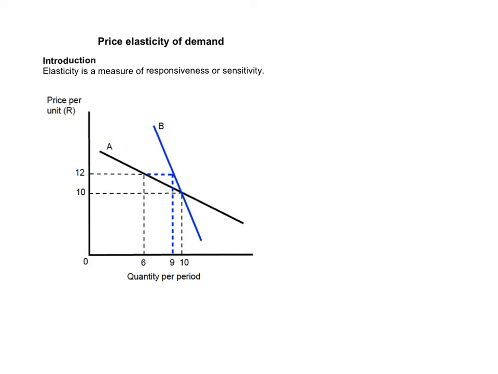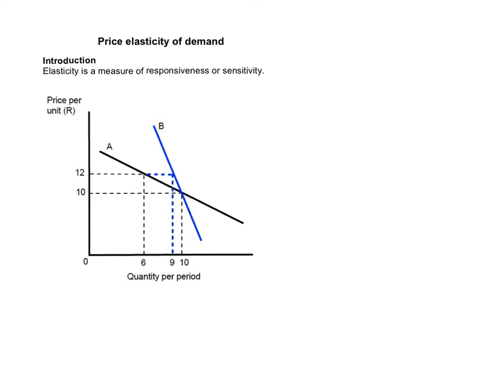Elasticity is a measure of responsiveness or sensitivity. By this we mean how much a dependent variable changes in response to some kind of change in an independent variable. When we're looking at price elasticity of demand, the independent variable is price and the dependent variable is the quantity demanded per time period, for example, per week.